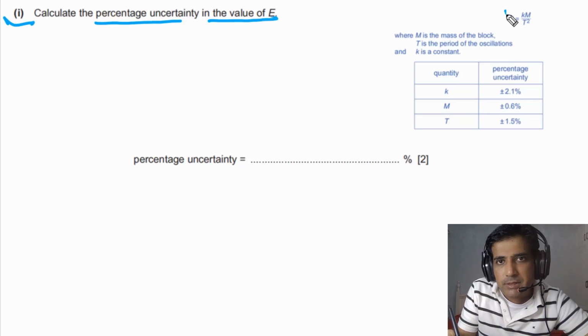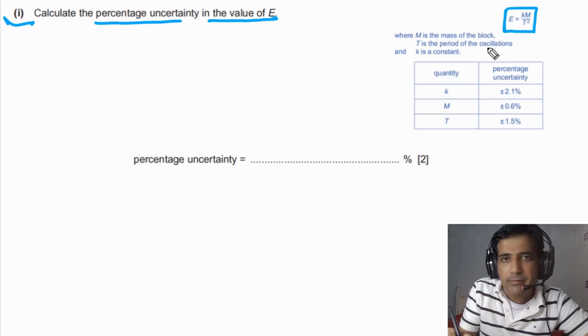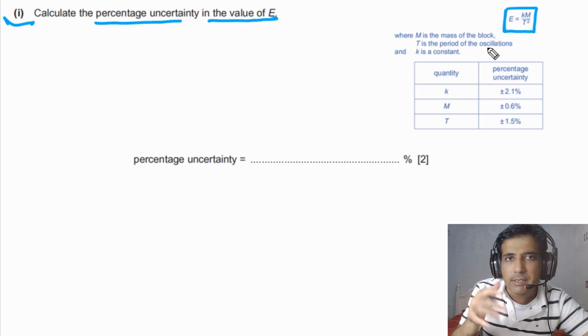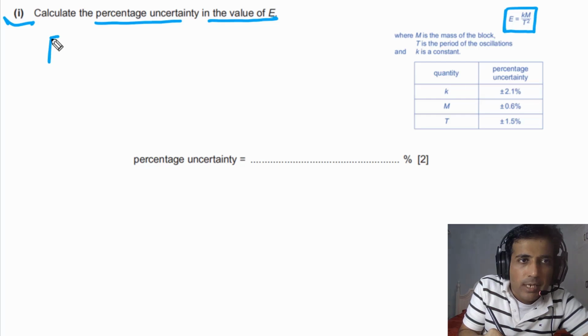E is given to us. E is equal to km over t squared. If you look at these quantities, they are multiplied and divided. When quantities are multiplied and divided, we have to add the percentage uncertainties. So in this case, we have delta E by E, the percentage uncertainty in E.